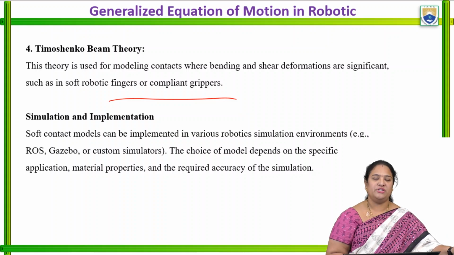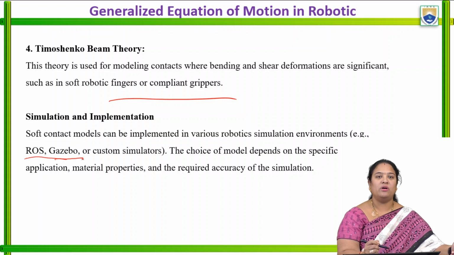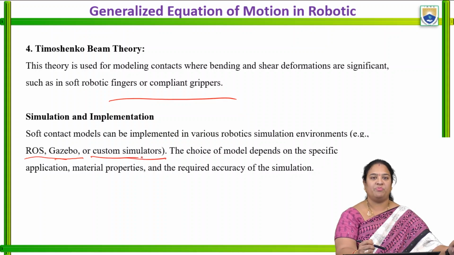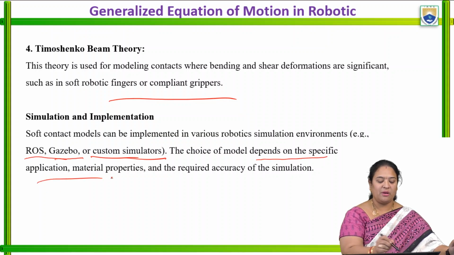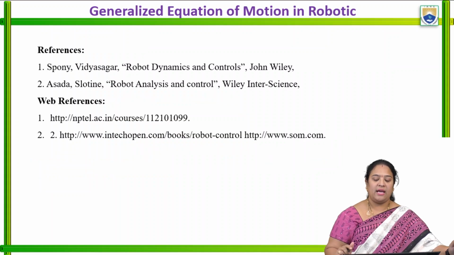Next, simulation and implementation. What are the various simulations and implementations which we come across? That is ROS, Gazebo, or custom simulations, which we are mostly using. The soft contact models can be implemented in various robotic simulation environments, that is ROS, Gazebo, or custom simulation. And these models depend upon the specific applications and material properties for the simulation. And these are the references which we have come across.